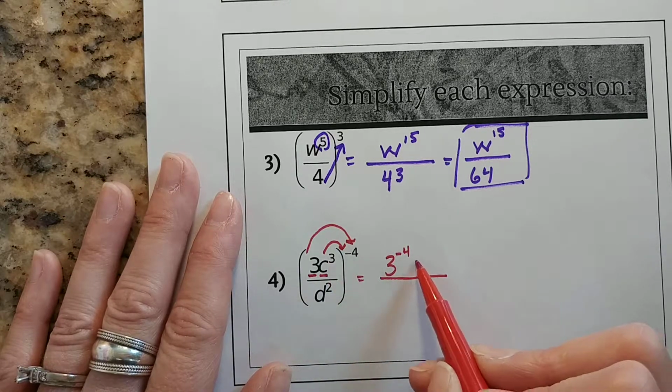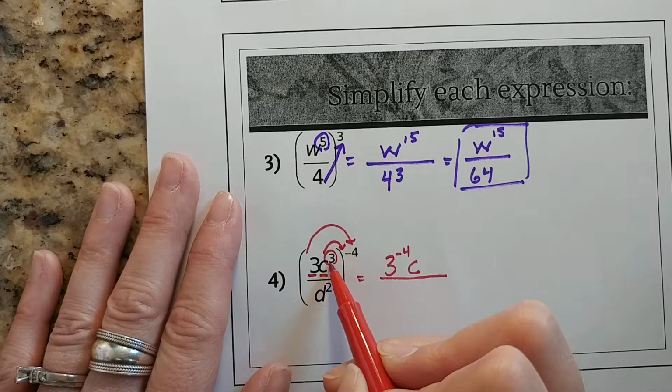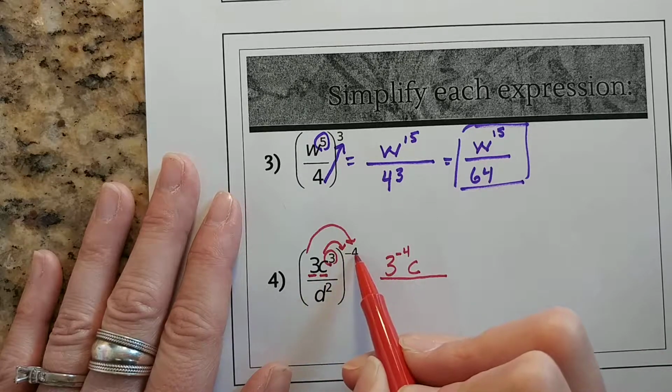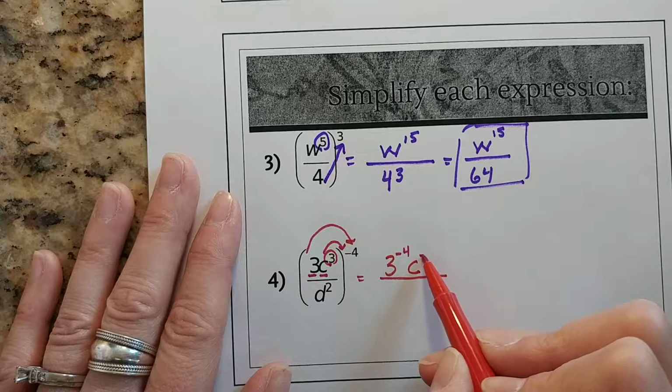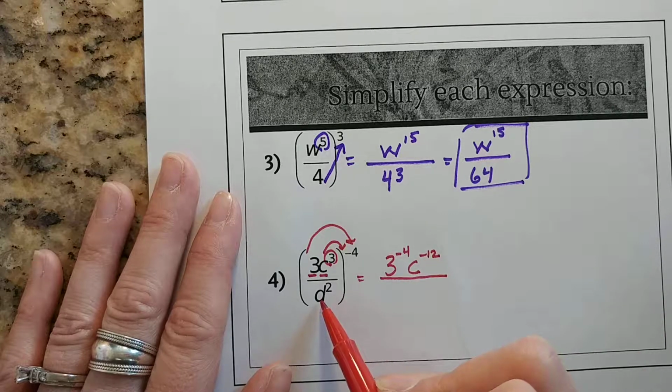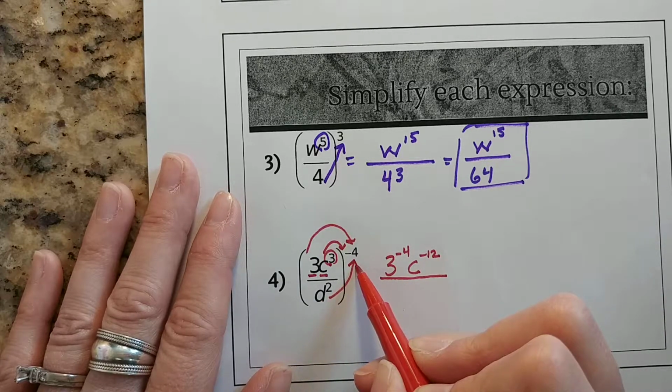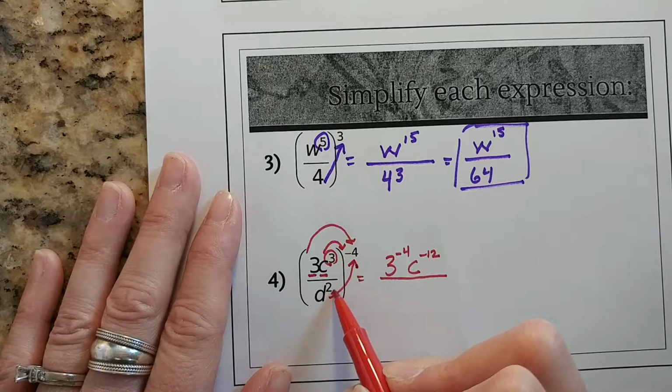And then c. Now c already has a power, and we're going up to another power. Power to a power, multiply the powers. Let's go downstairs. Now this d has to shoot up to the negative 4th power also. But do you see it already has a power? So power to a power, multiply the powers.